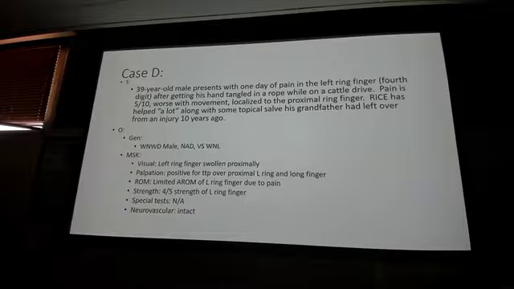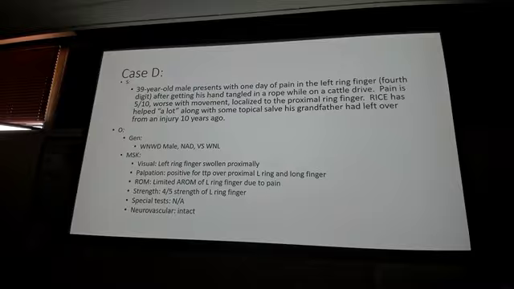All right, well-nourished, well-developed male in no acute distress. Vital signs WNL, within normal limits. Okay? So he's stable. Visual, left ring finger swollen proximally. Positive for tenderness to palpation over proximal left ring and long finger. So fourth and third digit. Limited active range of motion in the left ring finger due to pain. 4 out of 5 strength in the left ring finger. There are no special tests for the finger. And he's neurovascularly intact.